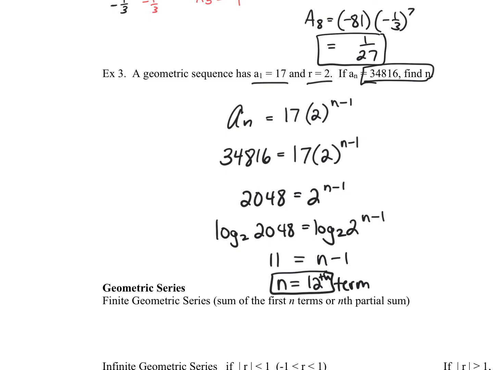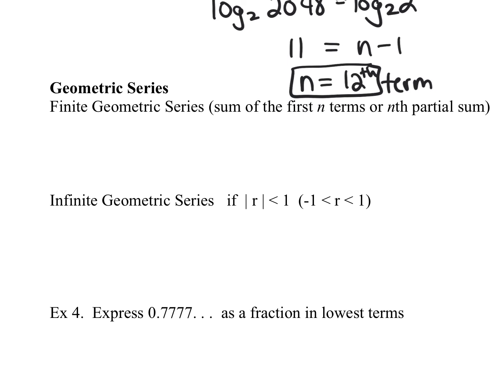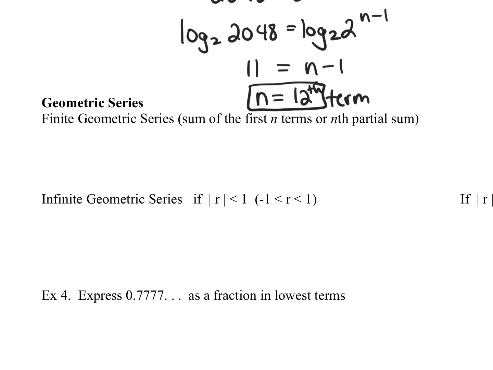Just like we did with our arithmetic sequences, we can also find the sum of a finite geometric series and an infinite geometric series. So if I wanted to find a partial sum of a known number of terms, I'm going to take my first term, a1, multiply it times 1 minus r to the n, and divide that quantity by 1 minus r. Obviously, because of the denominator, r must not equal 1.